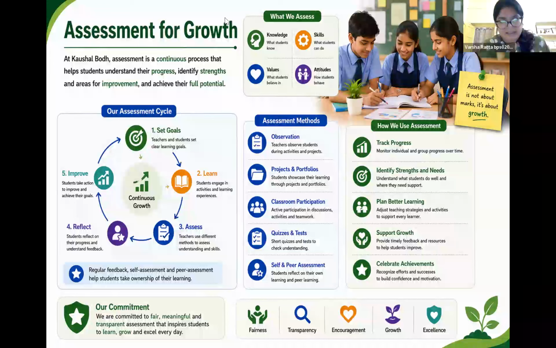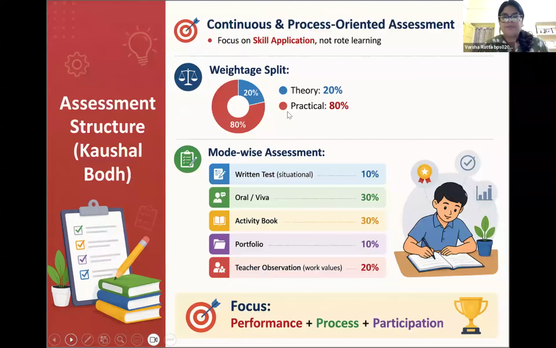Achievement को celebrate करिए, है ना? और इससे क्या होगा? एक तो fairness, transparency, encouragement, growth and excellence will be there. I'm just moving on. अभी हमने बात की 80-20.